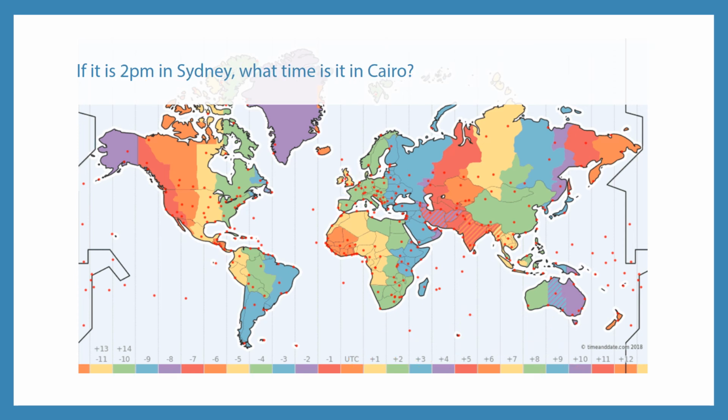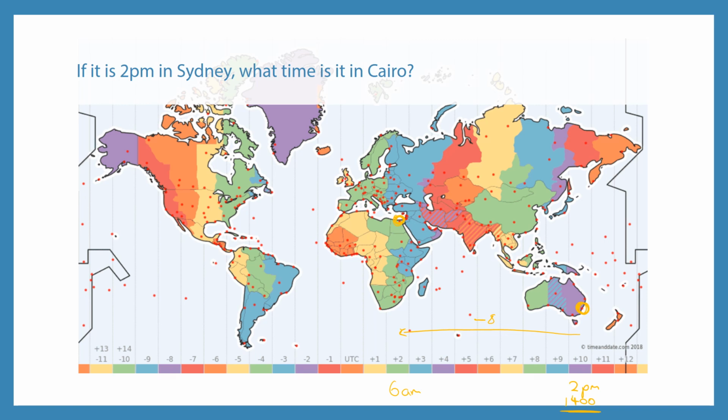Okay, so can you work out if it's 2 p.m. in Sydney, which is over here, what time it is in Cairo, which is the capital of Egypt? Okay, so it's 2 p.m. over here. Now you could remember one way of doing it is that 2 p.m. in 24-hour time is 1400. Now to go from our plus 10 to our plus 2, we just need to subtract 8 hours. So if you subtract 8 hours from 1400, you're going to get to 600 or 6 a.m.